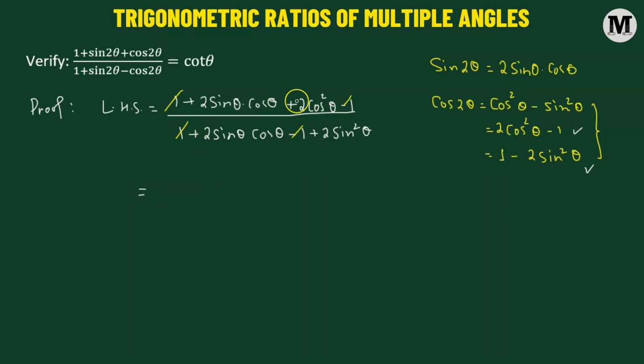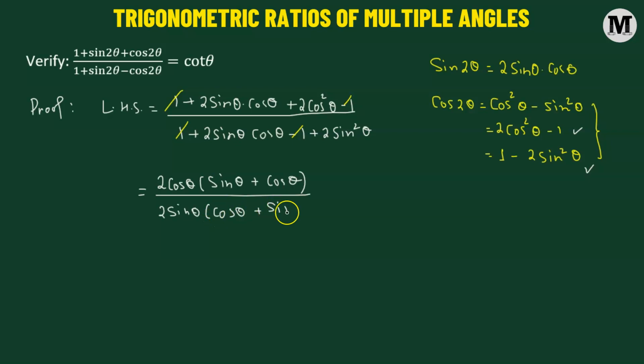Now, we are left with 2 terms in the numerator and the denominator. From the 2 terms in the numerator, if we take 2 cos θ as the common factor, then this will get multiplied to sin θ plus cos θ. Divided by the denominator, where we also have 2 terms, so we're going to take 2 sin θ as the common factor. So that gets multiplied to cos θ plus sin θ.